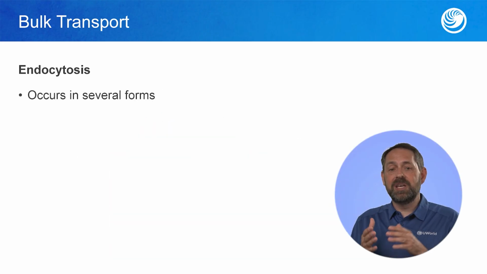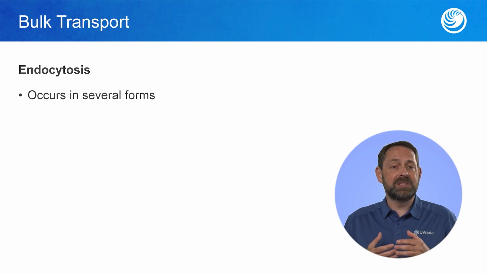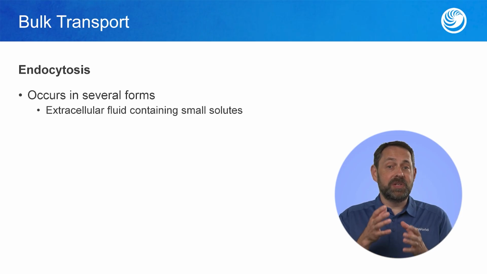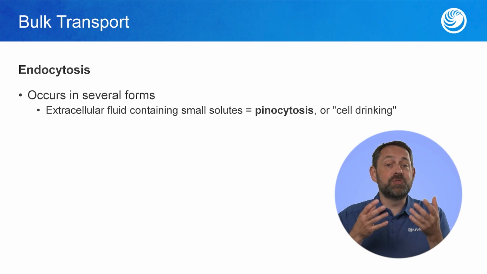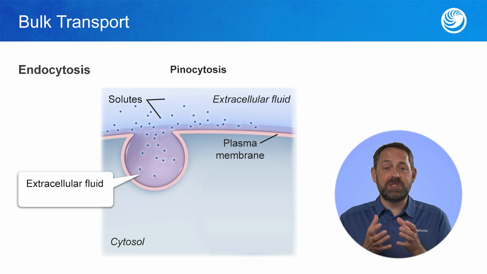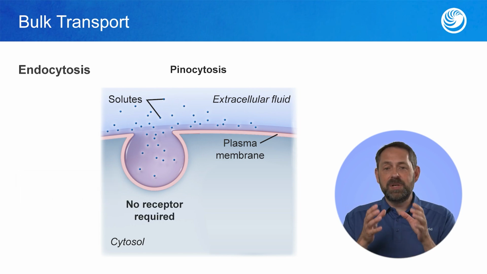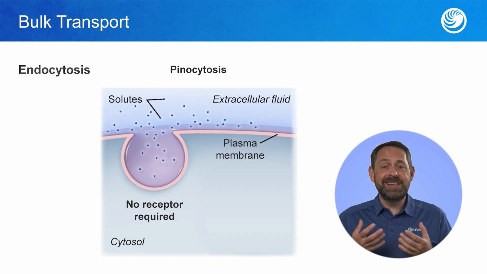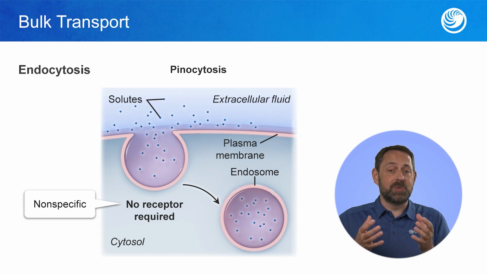Endocytosis can occur in several forms, depending on both the size of the material being internalized and whether the process is specific or nonspecific. Endocytosis of extracellular fluid containing small solutes is known as pinocytosis, or cell drinking. During pinocytosis, the cell engulfs extracellular fluid along with the solutes dissolved in the fluid. In pinocytosis, solutes do not need to bind to specific receptors for an endosome to form, which makes pinocytosis a nonspecific process.